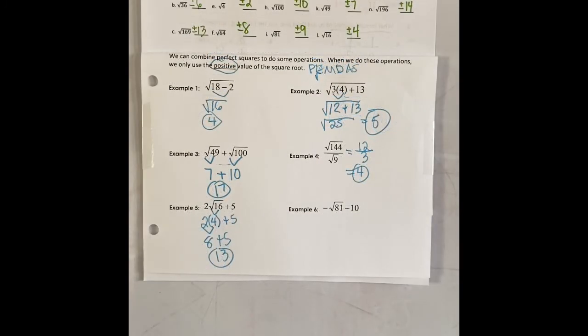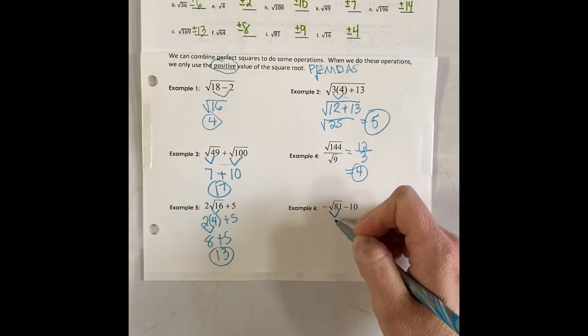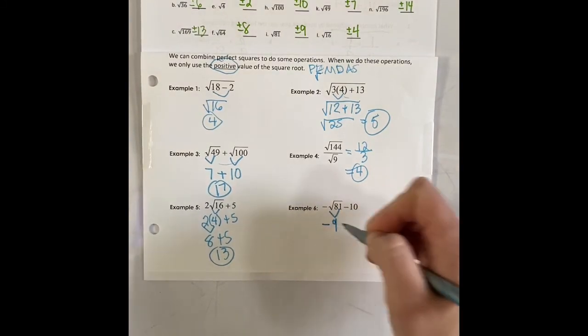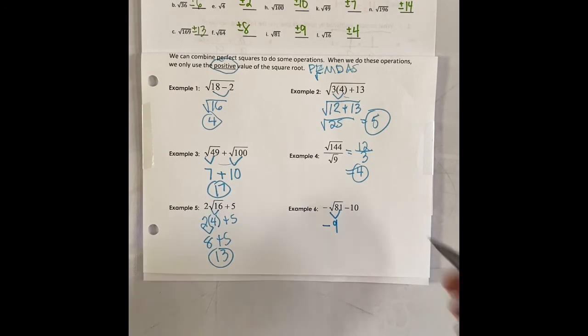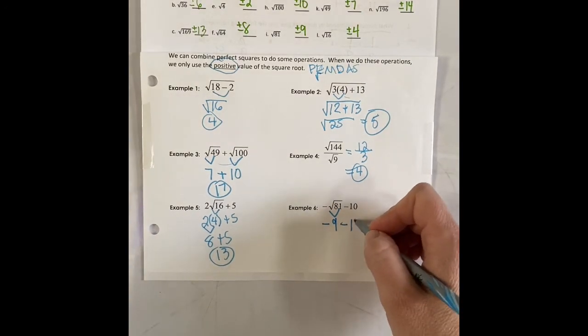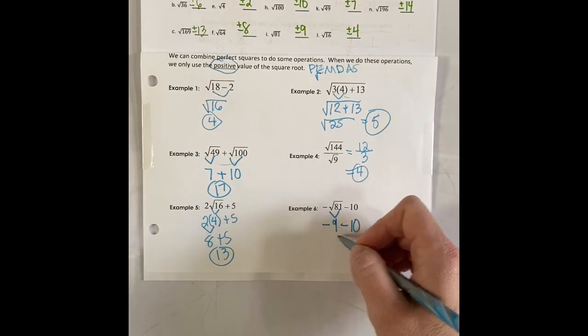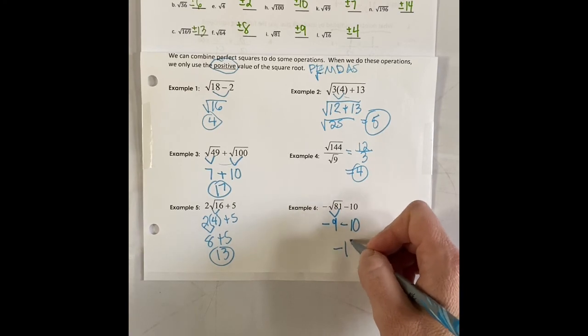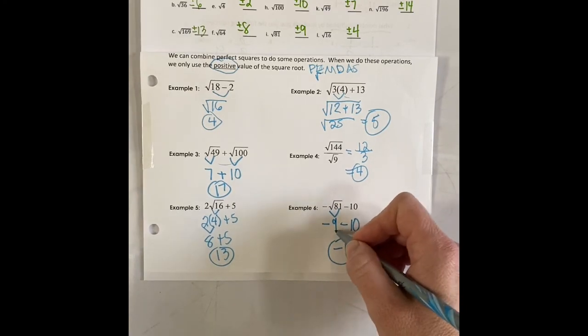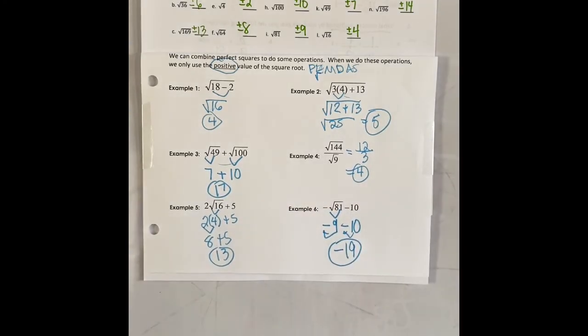Okay, so let's look at the last example, number 6. We have the negative square root of 81 minus 10. So we take our square root first, which is 9, but we have to make sure we bring down that negative sign that was in front of the radical. Then I bring down minus 10, and then I'm going to do negative 9 minus 10, which is negative 19, because these both have negative signs in front of them. Remember, same sign, you add and keep the sign.